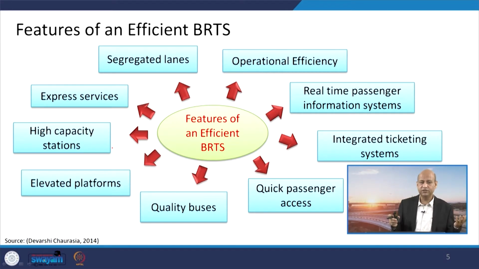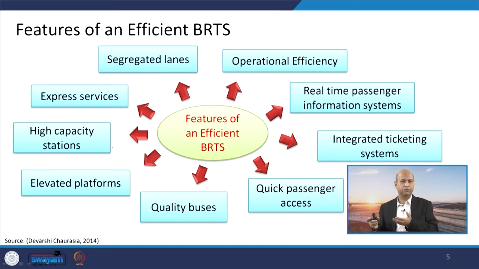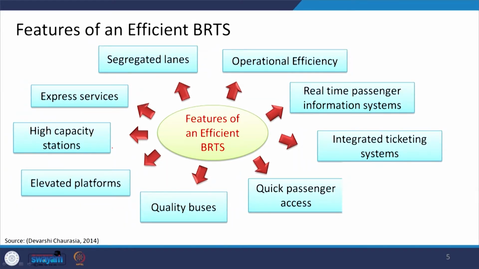Plus, high capacity stations means there may be a lot of people. So, at the platform or station where people try to ride the bus or get down from the bus, sufficient capacity must be there for movement, for waiting, and those kinds of things. Then express services means those lanes are dedicated, segregated lanes, and dedicated means good speed should be maintained for those particular buses.